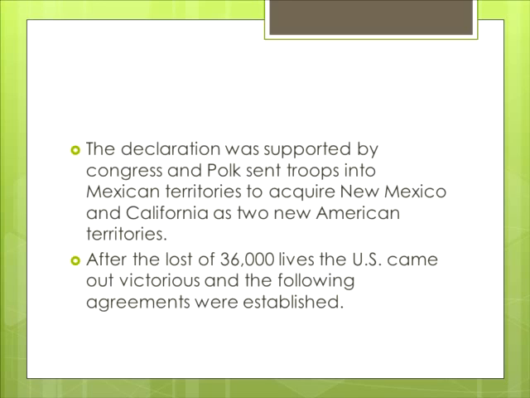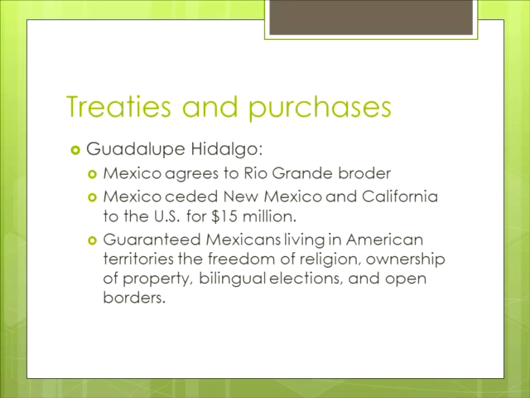After the loss of over 36,000 lives from the U.S. side and the Mexican side, the U.S. came out victorious. They came out on top. And afterwards, they were able to establish several agreements. A lot of these agreements were pretty lopsided, and they benefited the U.S. more than they benefited Mexico. But then again, the spoils of war go to the winners. So let's just take a look at what those spoils of war were.